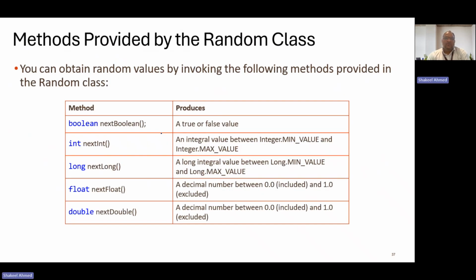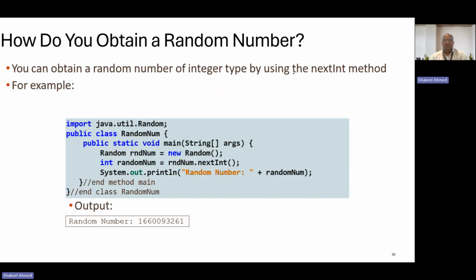So what can the Random class provide? It provides you a true or false value. You can obtain random values by invoking the following methods. Boolean means it can give you a true or false value. Then there is nextInt, nextLong, nextFloat, and nextDouble. These will give you the numbers, whether it is a decimal number, or a minimum value or maximum value that you are going to use in your program. So the Random class output will be using that.